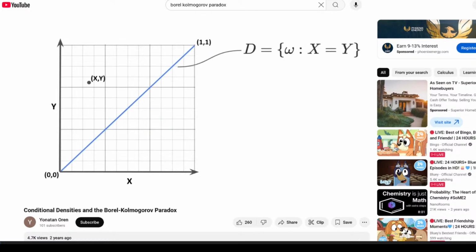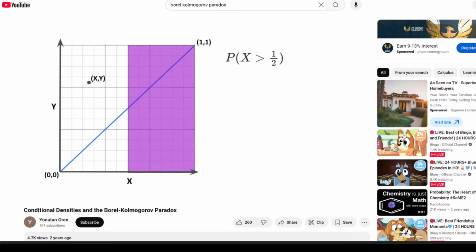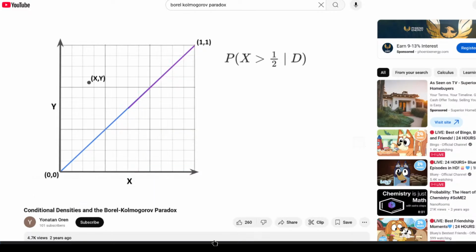In this case, we're interested in the event D, that the point x, y lies on this diagonal. In particular, we want to compute the probability that the x-coordinate is larger than a half, given that the point lies on the diagonal. In what follows, we'll look at two different ways of calculating this probability.